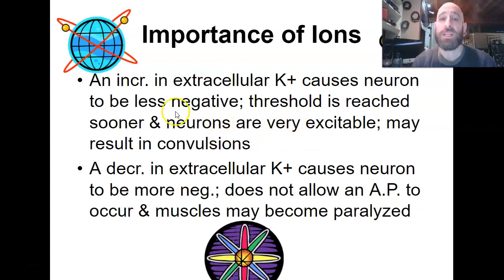potassium. But basically what ends up happening is if you have an increase in extracellular potassium, it causes it to be much less negative because the potassium doesn't want to leave, and that causes that neuron to be extremely excitable, and you can go into convulsions, and your heart can stop.